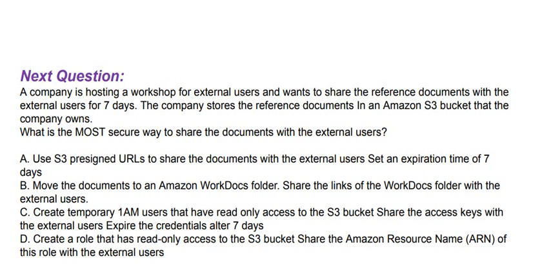Option B. Move the documents to an Amazon WorkDocs folder. Share the link of the WorkDocs folder with the external users. Option C. Create temporary IAM users that have read-only access to the S3 bucket. Share the access keys with the external users. Expire the credentials after 7 days. And option D. Create a role that has read-only access to the S3 bucket. Share the Amazon Resource Name of this role with the external users. The correct answer is option A.